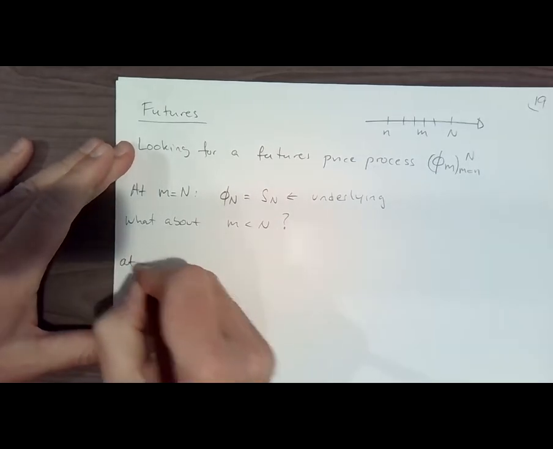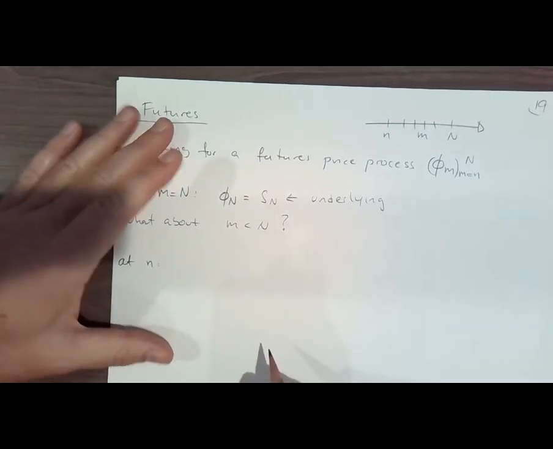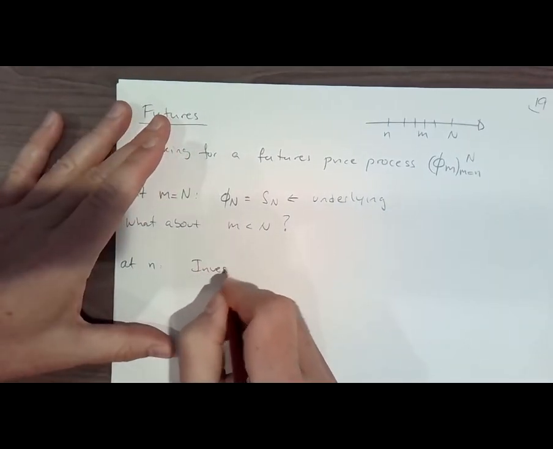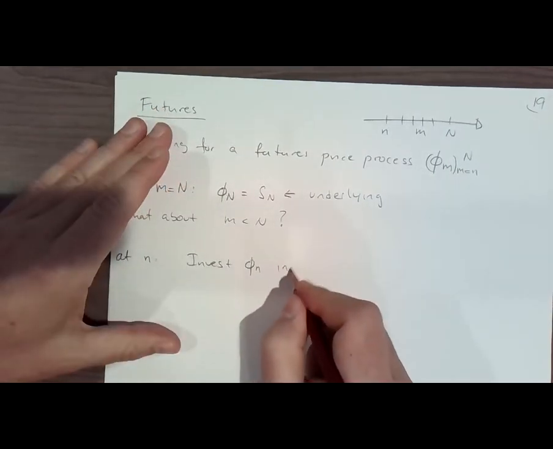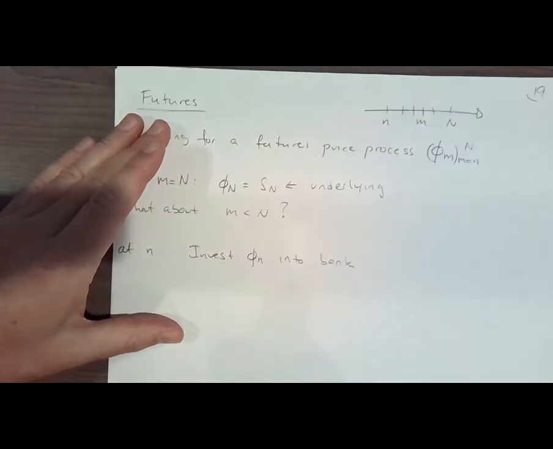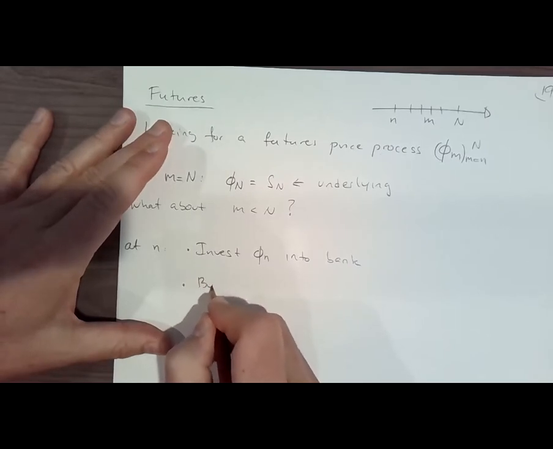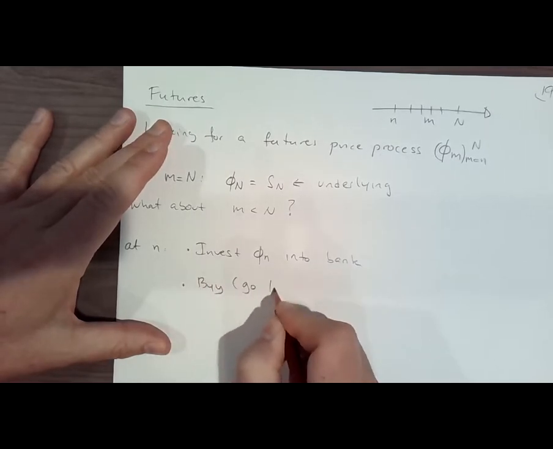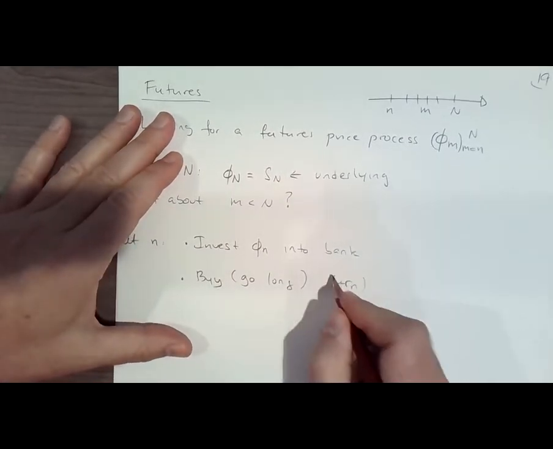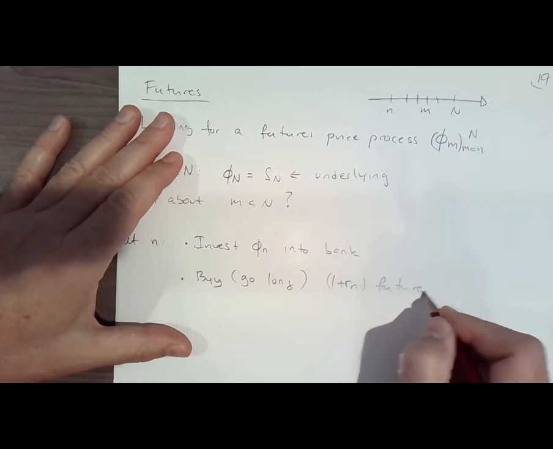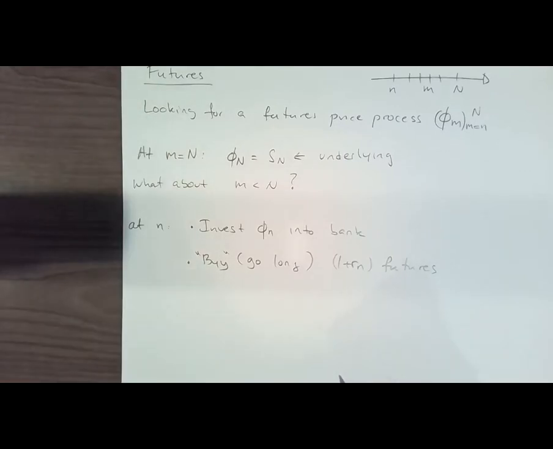Well, let's say that we are at time n. So that's the very beginning. What we're going to do is invest this phi into the bank. We're trying to figure out what phi is. And then we're going to go long 1 plus Rn futures. Remember, futures are free to enter.